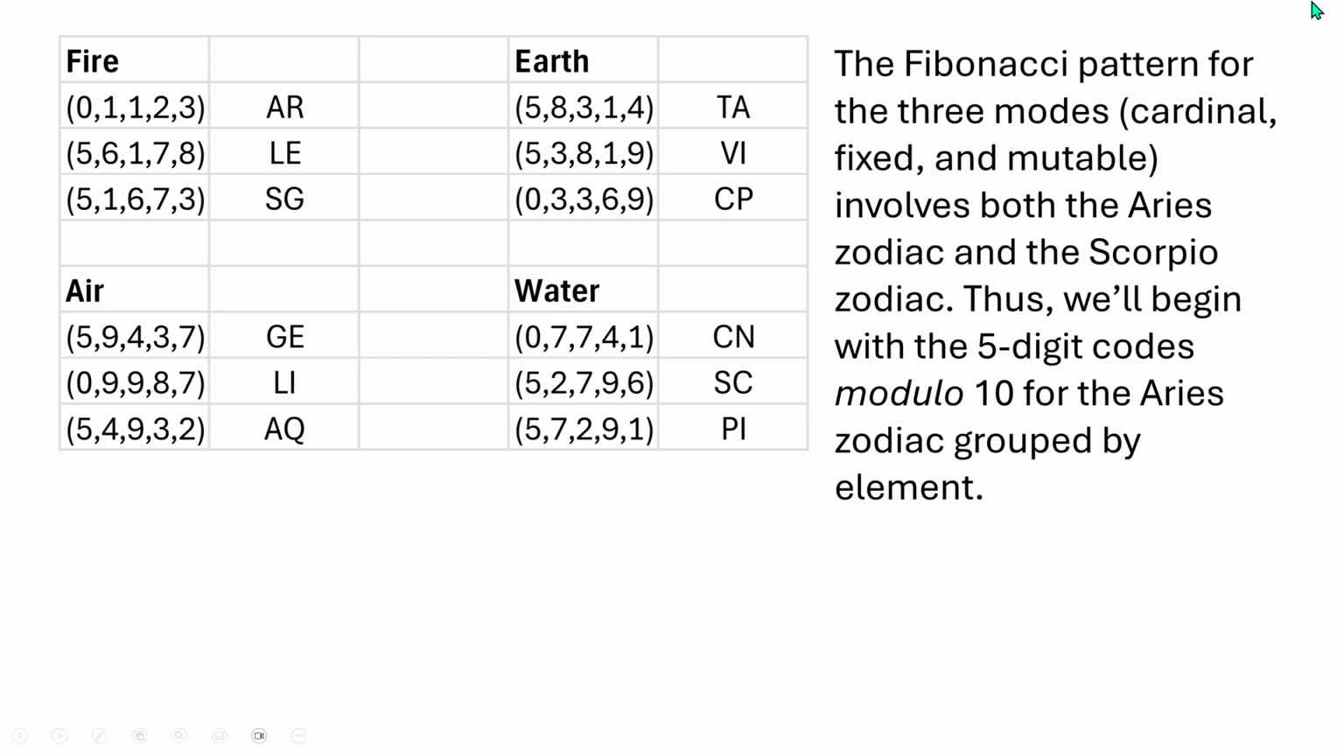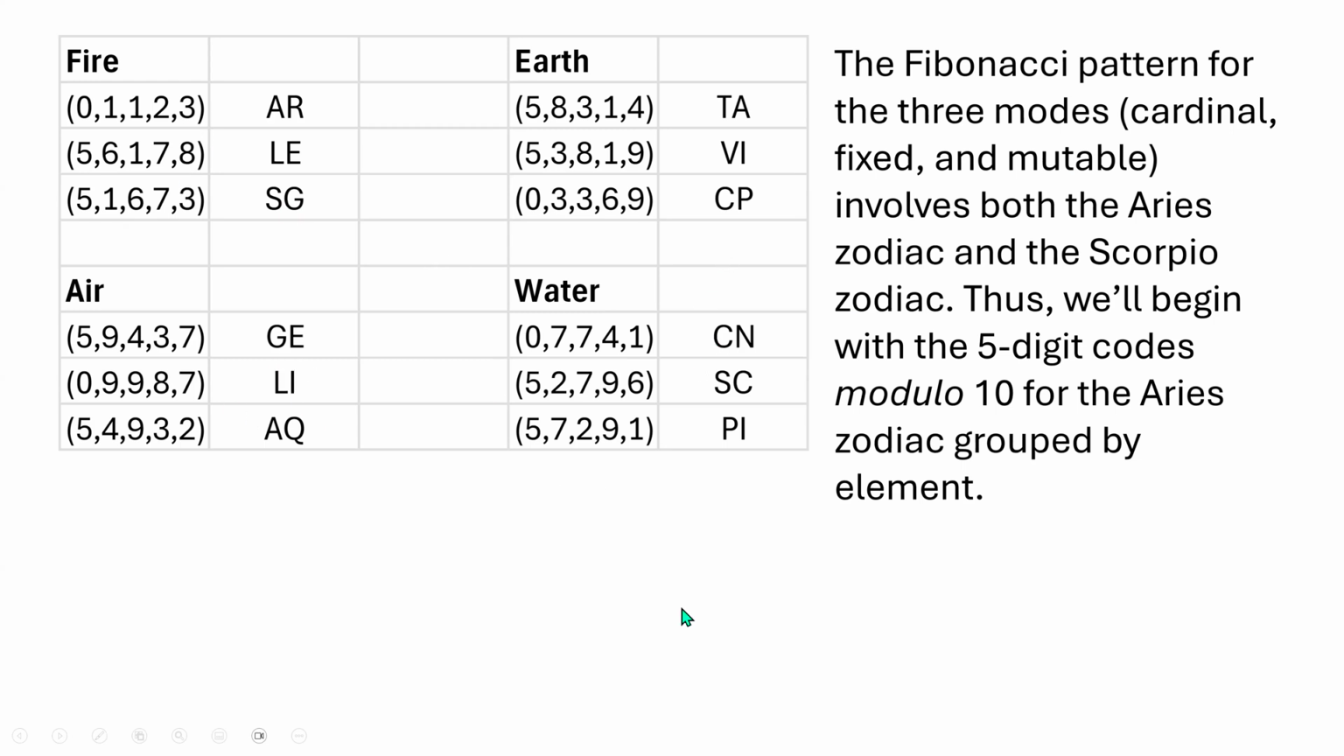This is going to be very, very interesting. The Fibonacci pattern for the three modes: cardinal, fixed, and mutable. This pattern involves both the Aries zodiac and the Scorpio zodiac. And it's also going to involve those numerical codes for water, fire, earth, and air that I just showed you. So we'll begin with the 5-digit codes modulo 10 for the Aries zodiac, grouped by element.